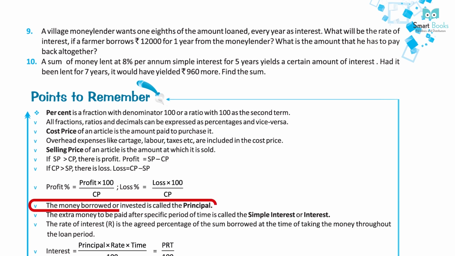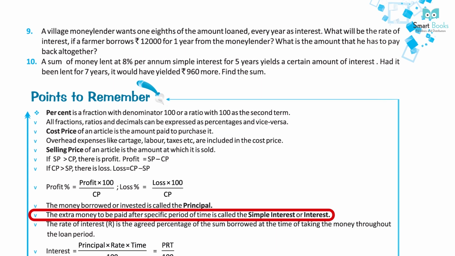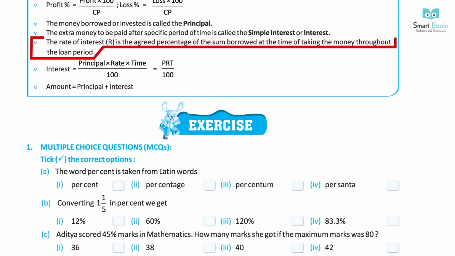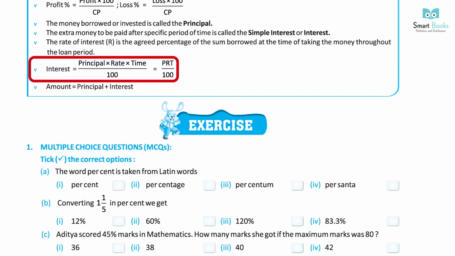The money borrowed or invested is called the principal. The extra money to be paid after a specific period of time is called the simple interest or interest. The rate of interest is an agreed percent of the sum borrowed at the time of taking the money throughout the loan period. Interest is equal to principal into rate into time upon 100, which is PRT upon 100. Amount is equal to principal plus interest.